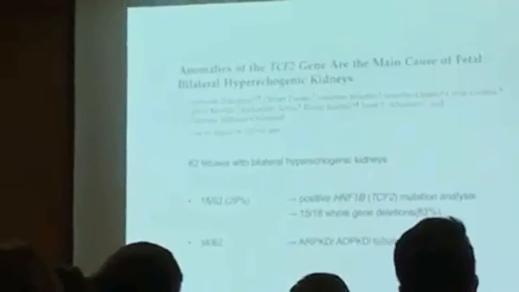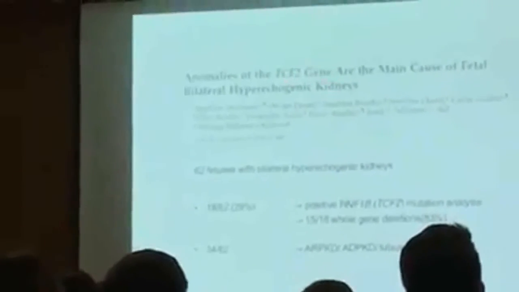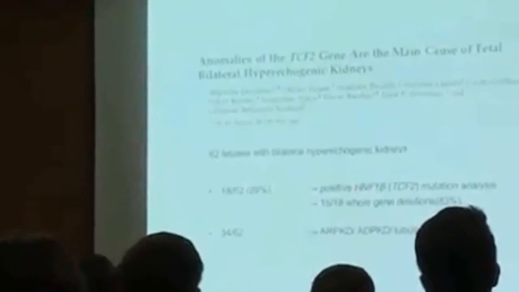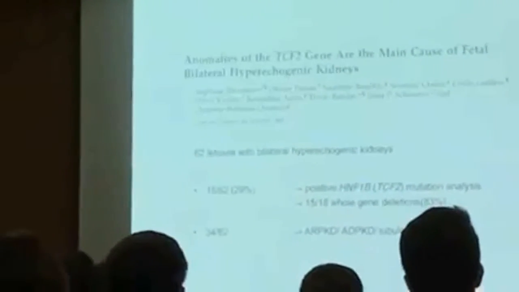This is the other cases using the other gene detection. So this is positive for the HNF1 beta gene mutation. Then you got whole gene deletion is 83%. And 34 out of 62 are ARPKD and ADPKD and tupel positive.